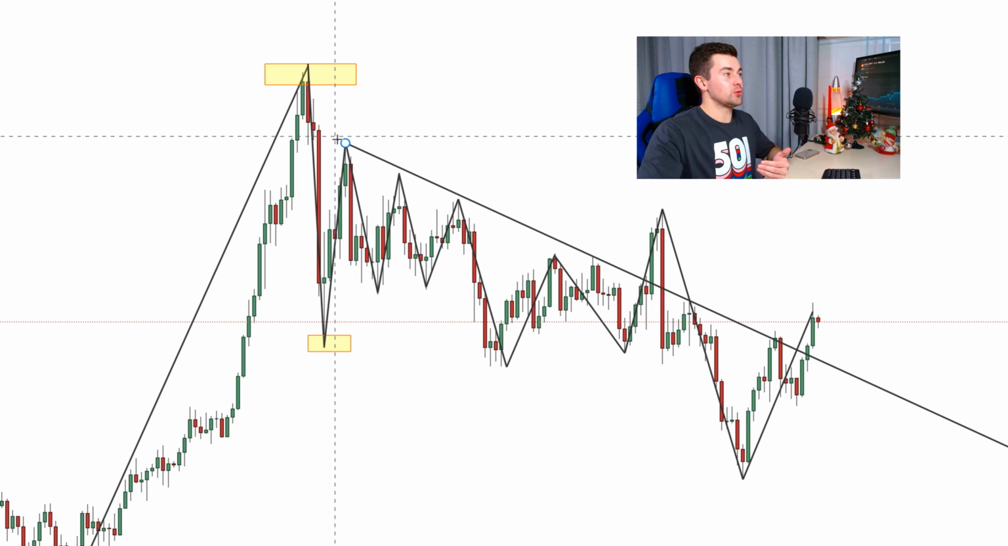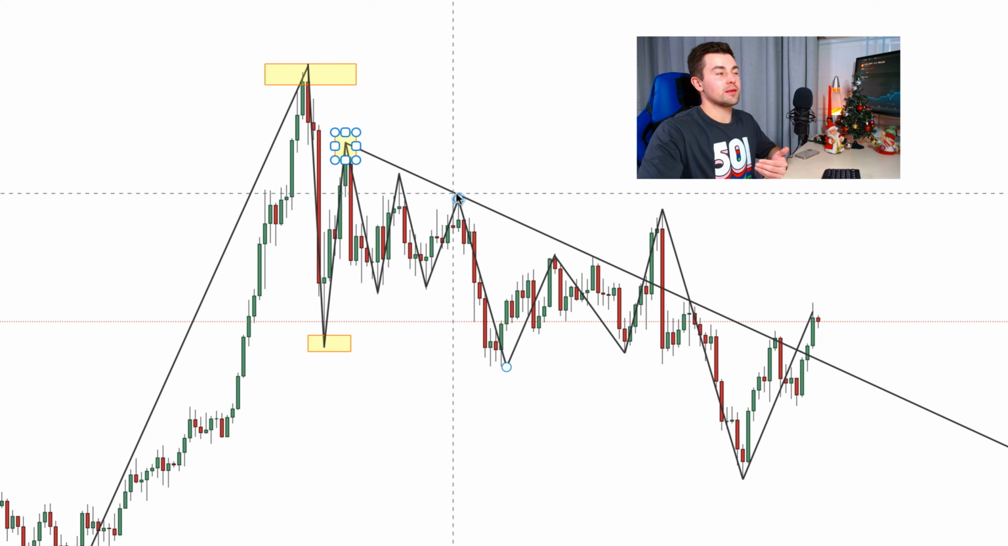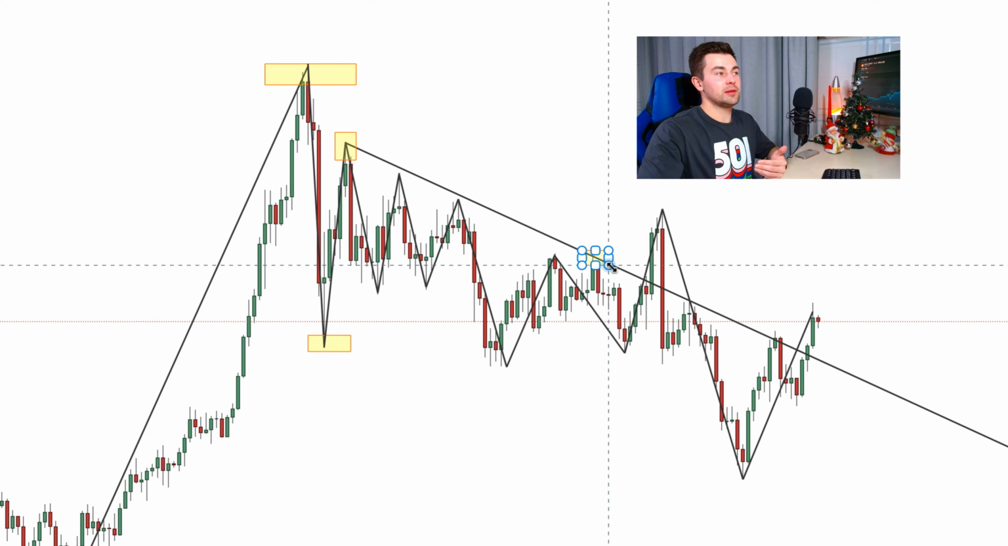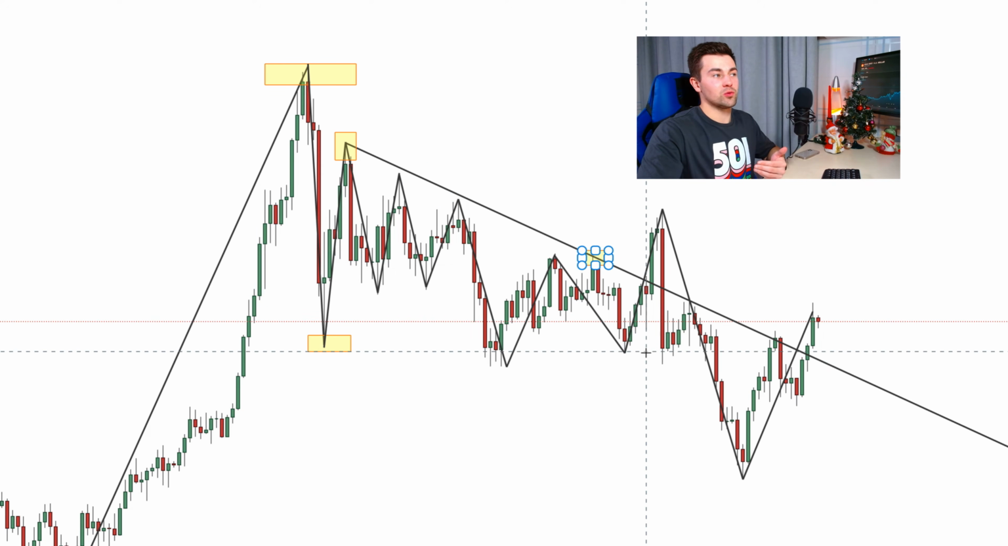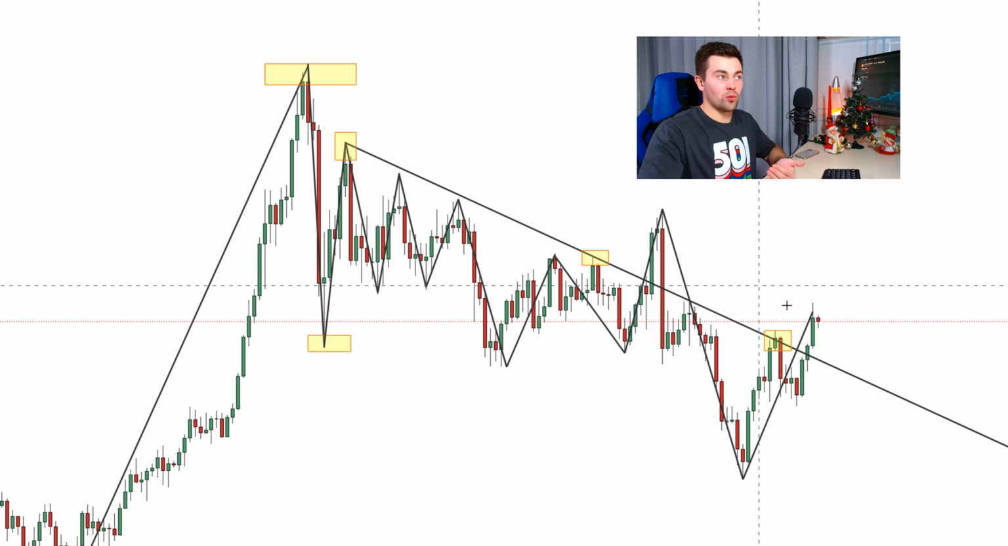So here we took that structure high. Here you can see that the trend line is a little bit above these highs, but it definitely touched that point and dropped from that. Here it touched that point and dropped from that. So we simply made an adjustment of the trend line.